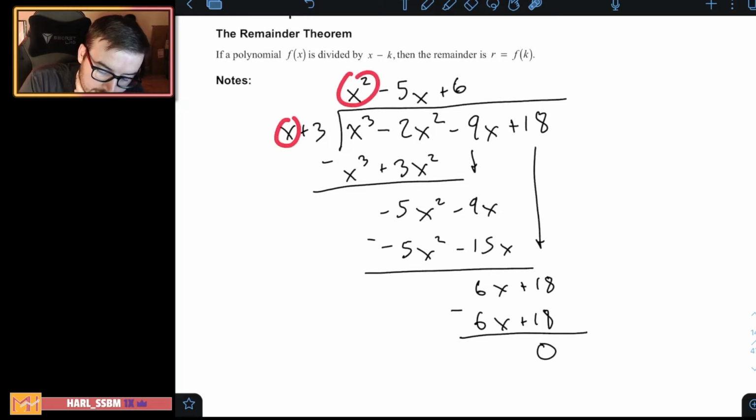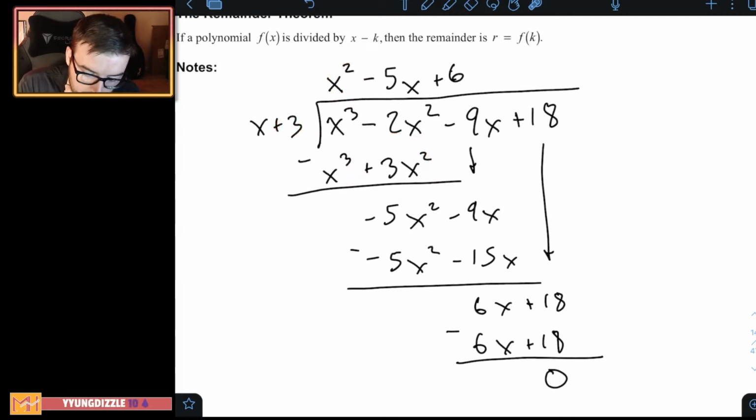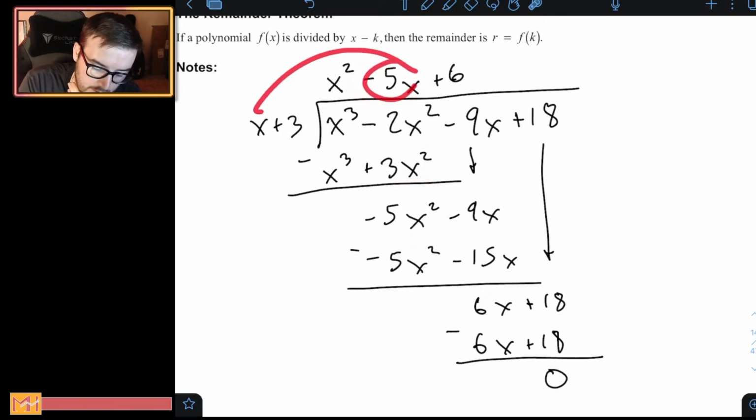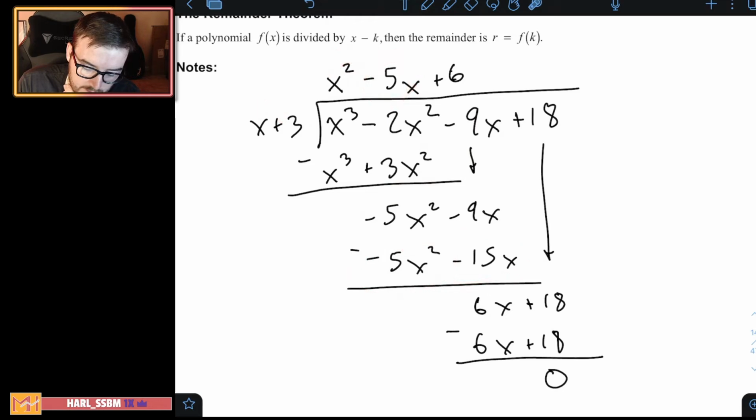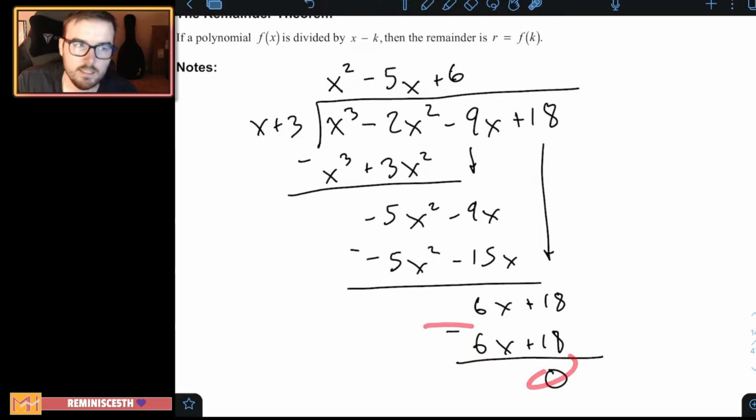x squared times x gets us that x cubed, and x squared times 3 gets us 3x squared, and we subtracted. When I subtracted the 3, I got the negative 5, and we brought down the negative 9. x times negative 5x gets us negative 5x squared. So when I multiply, negative 5x times the 3 gets us the negative 15, and when you subtract, you're adding, so that becomes a positive 6. Bring down the 18. And when you do the 6 times the 6x, and 6 times the 3, it's also 18, and that's why it subtracts to 0.